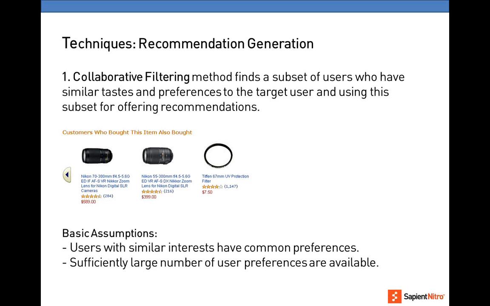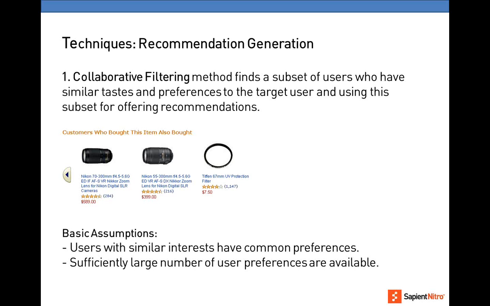Let's directly jump to the recommendation generation techniques. First and the most popular technique in the world is collaborative filtering. Here what we do is we try to find a set of users who have very similar interests to our target user, and then we try to recommend products from the set of users that we found as collaborative users, the users that have a similar interest set. So this is a method to find a subset of the users who have similar tastes and preferences to the target user for which we are generating the recommendation, and then using this subset for offering recommendations.